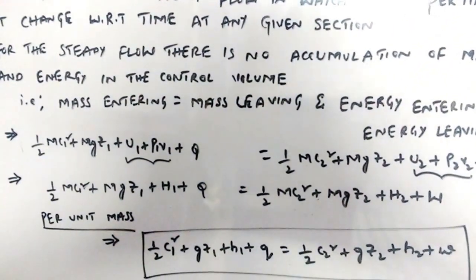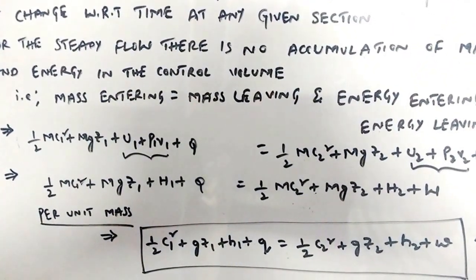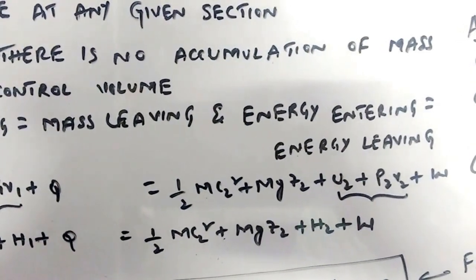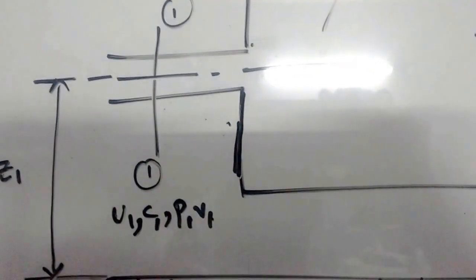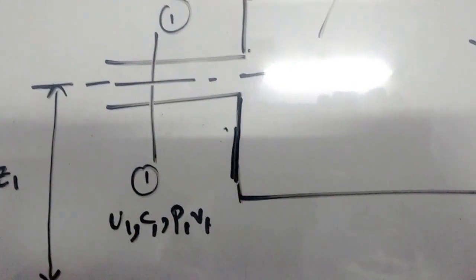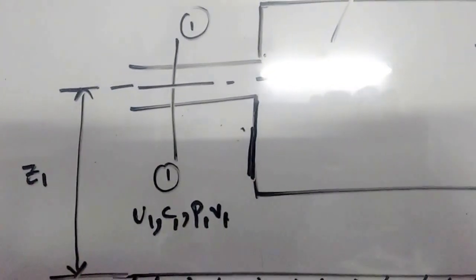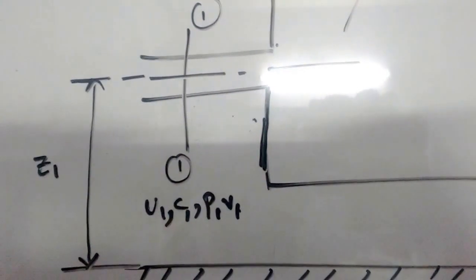And for a steady flow, there is no accumulation of mass and energy in the control volume. Means mass entering is equal to mass leaving, and whatever energy is entering is equal to energy leaving. Here we are considering energy as, let us consider U1 be the internal energy, C1 be the velocity, which results in the velocity energy or kinetic energy, P1V1 means the flow energy, and because of the elevation at section 1, there must be some potential energy. Likewise, U2, C2, P2, V2 be the internal energy, the velocity, the pressure, and the volume at section 2.